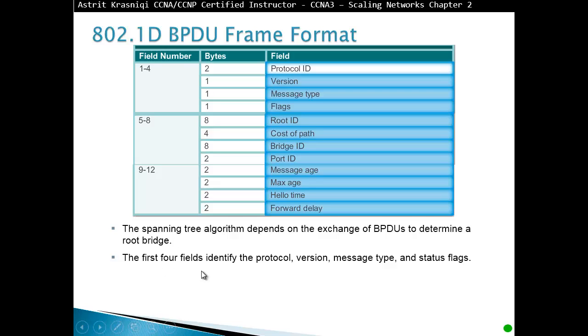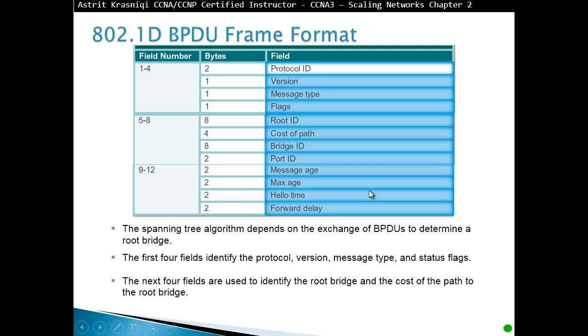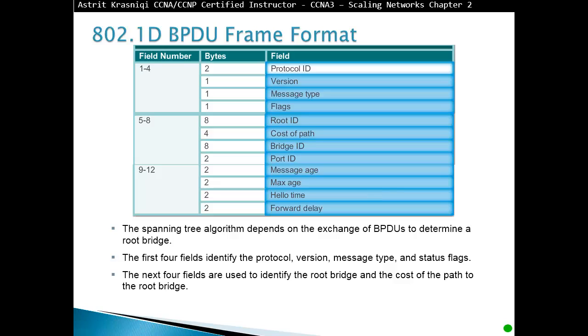The first 4 fields identify the protocol, the version, message type, and the status flag. So here we identify, for example, protocol ID, version, what spanning tree we are using, what version we are using, what is the message type, is it just a normal BPDU or topology change, and if there are any flags associated with that. The next 4 fields are used to identify the root bridge and the cost to get to the root bridge.